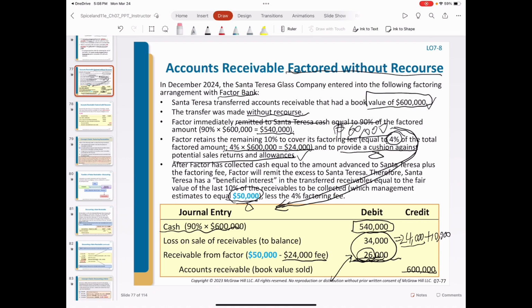And for the different scenario, if we assume the management just estimates the value of the residual accounts receivable is the same as book value, okay? In other words, there will be no loss from the value reduction. So the loss from sales of receivables is only $24,000, just the factor fee. And here will be $36,000 because this is $60,000. Again, the total is still $60,000. $24,000 for the factoring fee, $36,000 as a cushion or protection to the factors.